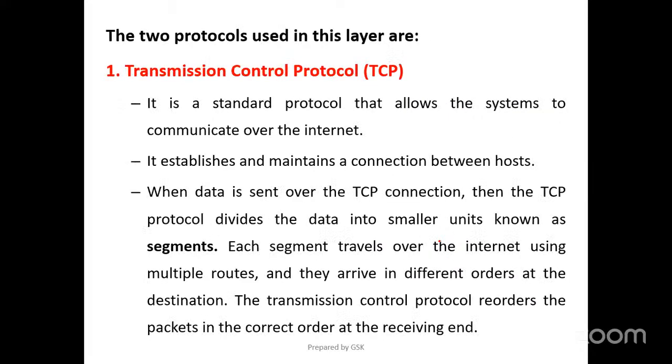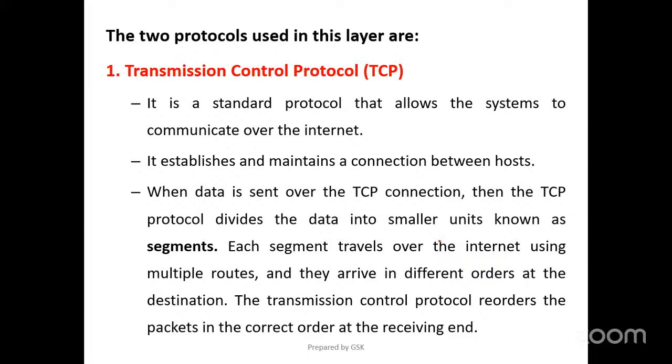Now, the major difference between these two protocols is that TCP is a wired protocol, whereas UDP is a wireless protocol. Okay. So coming to TCP, the points are: it is a standard protocol that allows systems to communicate over the internet. It establishes and maintains a connection between the hosts. When data is sent over a TCP connection, the TCP protocol divides the data into smaller units called segments. As we covered, the data is maintained in the form of segments.